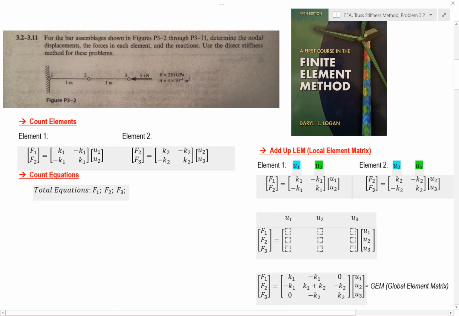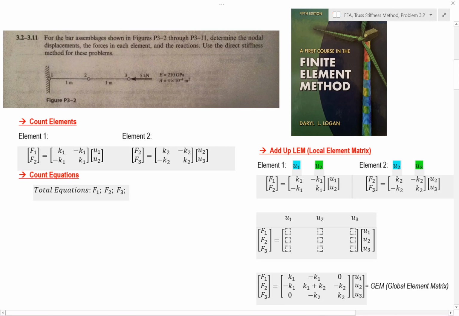Next thing we need to do is count our equations, right? I have a force here, I have 1, 2, 3. So I have 3 equations. So what does that mean? That means that I have a 3 by 3 matrix when I go work this out. So before I even start the problem, I know the size of this matrix. Okay, so that's a pretty important first step.